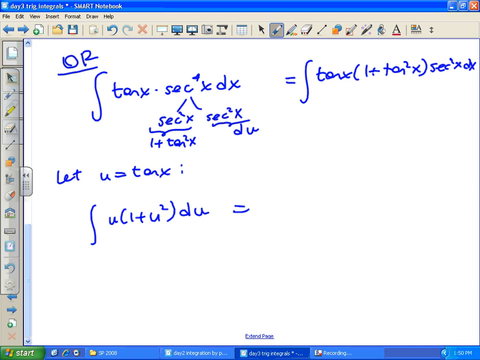How do you integrate this? First, distribute, right? Like the last three examples we've done. Distribute and then integrate. So we've got the integral of u plus u cubed, and integrate each term. Put the u back in there, and we're done.